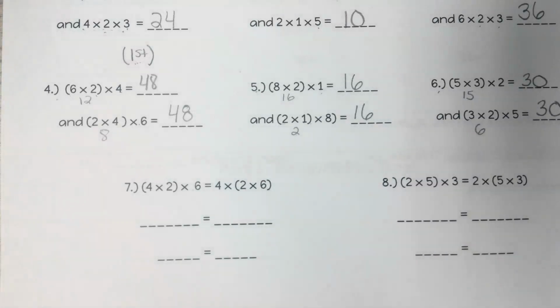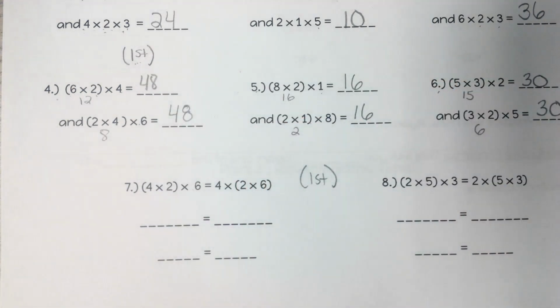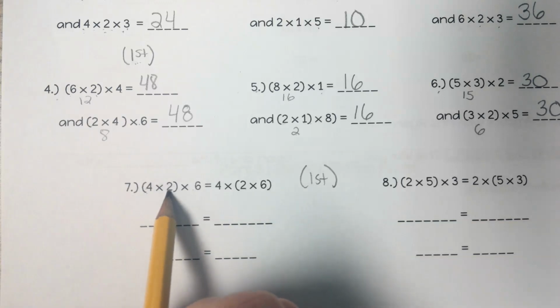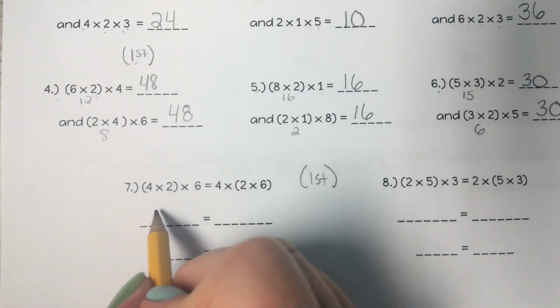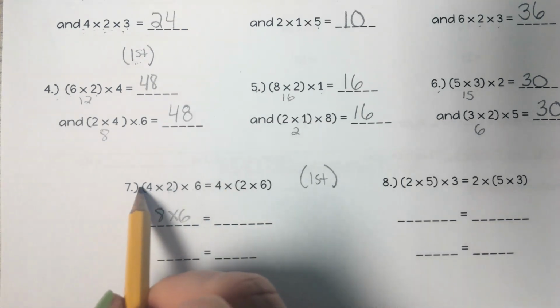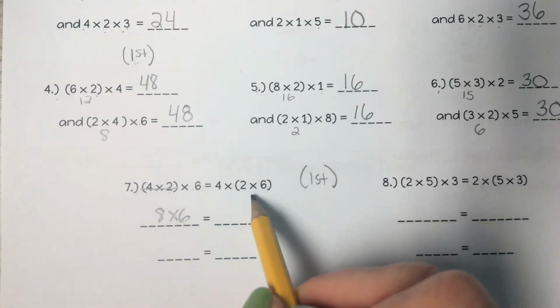Now remember, whatever is in parentheses, we have to solve first. Parentheses first. Okay, here we go. Let's show our steps. The purpose of this is to show our steps. So 4 times 2 is 8. So we're left here with 8 times 6, because 4 times 2 is 8, and then we're left with our 6.